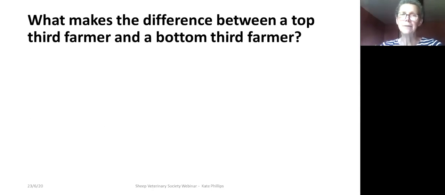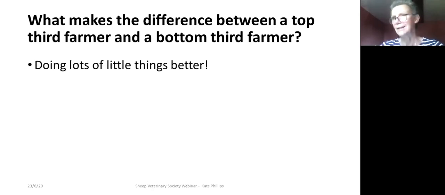So thinking about the differences, what makes the difference between a top third farmer and a bottom third farmer? From that set of data, and I say data varies, it looked like it was control of costs. But in general, it tends to be doing lots of little things better.